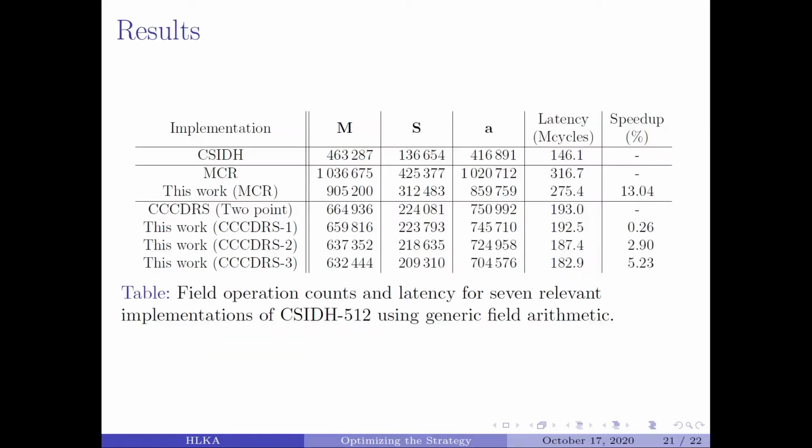So the last thing we did was to integrate our parameter sets into 2 previous implementations of CSIDH. The first one was given by Meyer, Campos, and Reith, and using their code adapted to our parameter sets, we were able to get about a 13% speed up, so that was really nice.